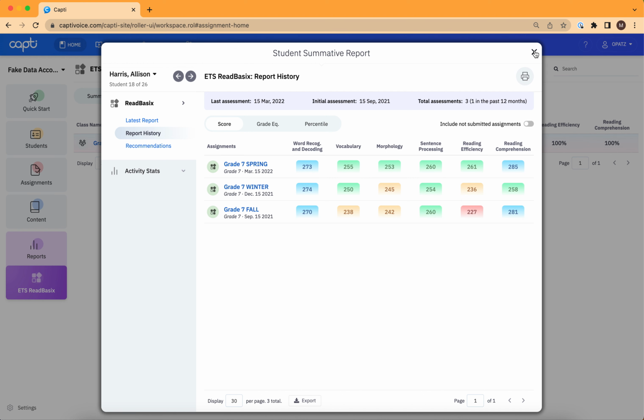So that really illustrates how the reports from ReadBasix can paint a picture and tell a story of our students' reading abilities.